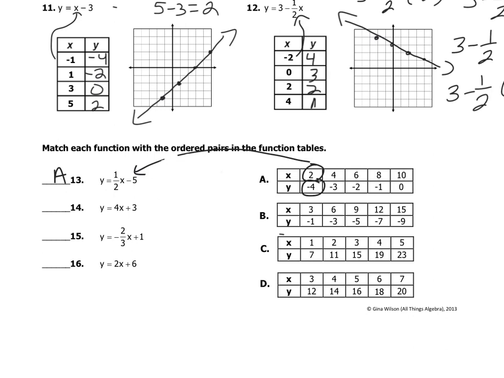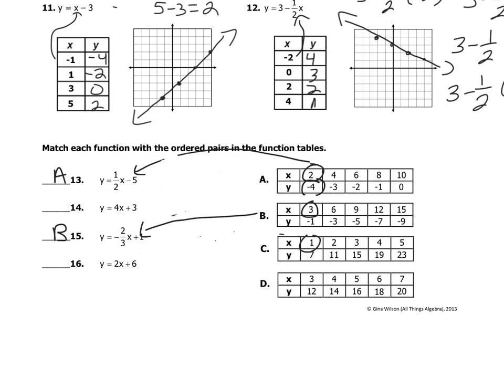So for 14, if I plug in 3 here, let's see if I get negative 1. That would be 4 times 3 plus 3. Well, 4 times 3 equals 12, and 12 plus 3 is 15. So that's obviously not negative 1. That's not going to work out. So if I plug in 3 for 15, let's see what I get. It would be negative 2/3 times 3, which would be negative 2, plus 1. And negative 2 plus 1 is negative 1. So it looks like 15 is going to be the one that's B.